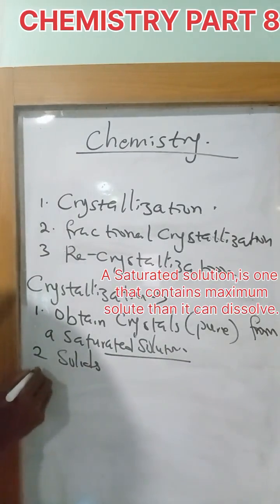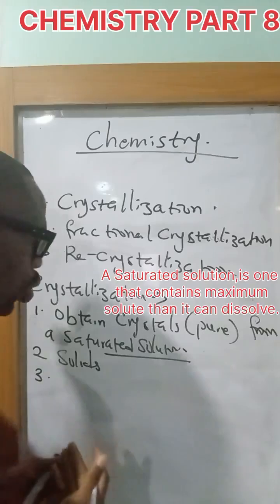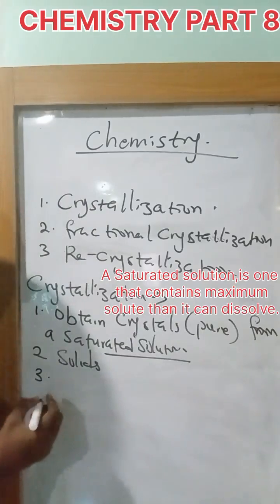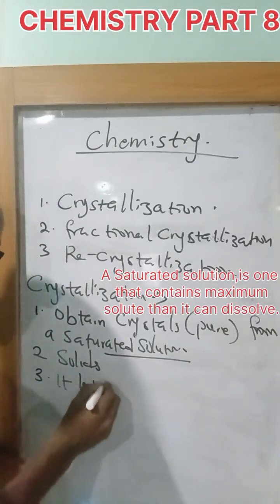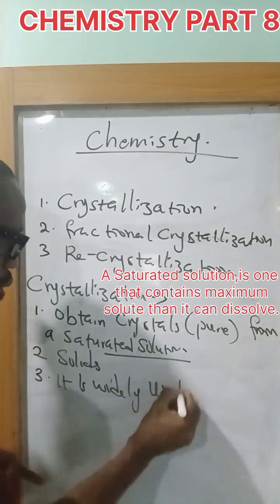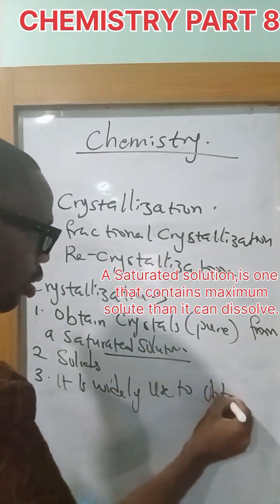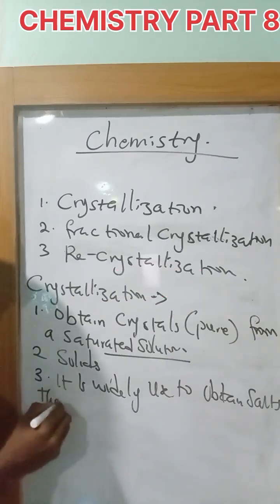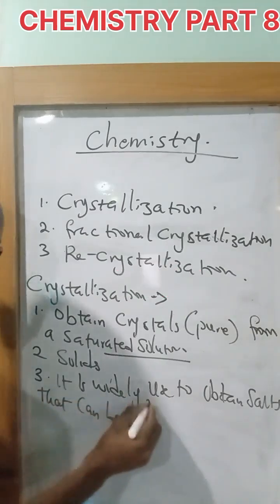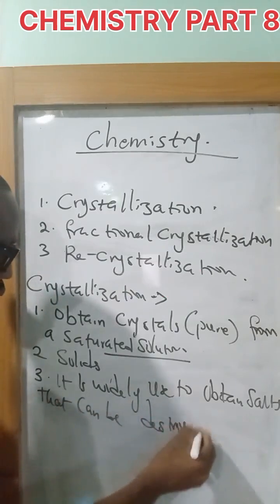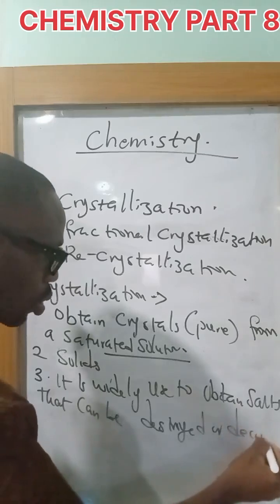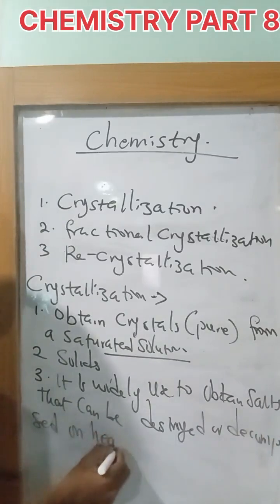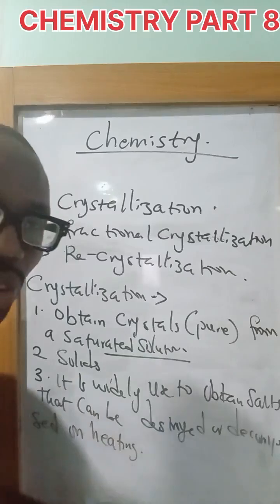Another point you need to know is that number 3, it is used to obtain salts that can be destroyed or decomposed on heating. That is what crystallization is used for.